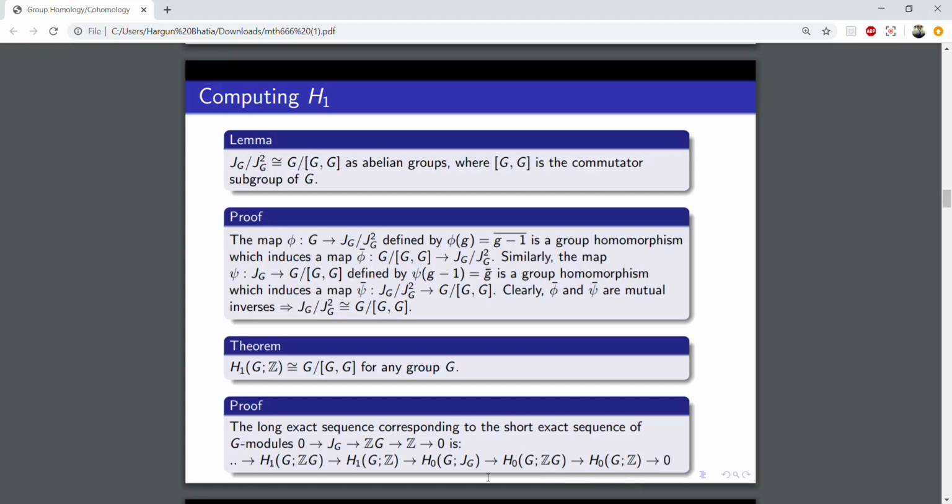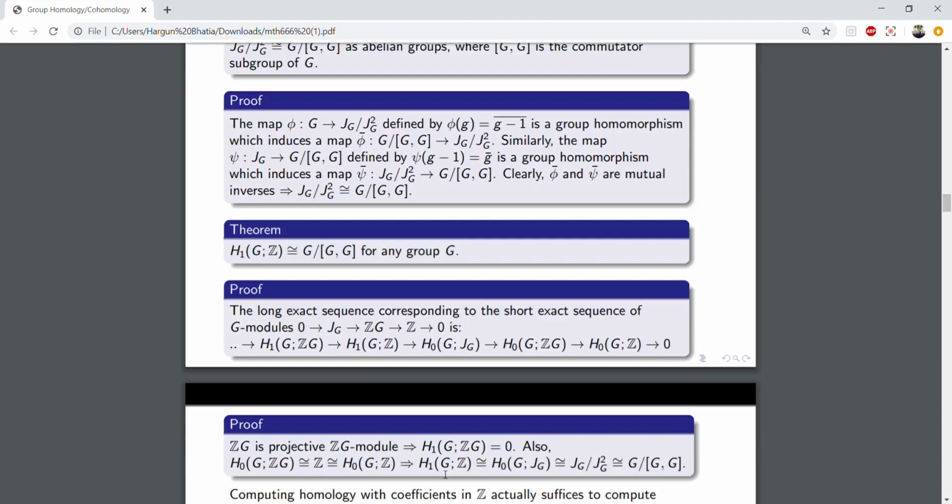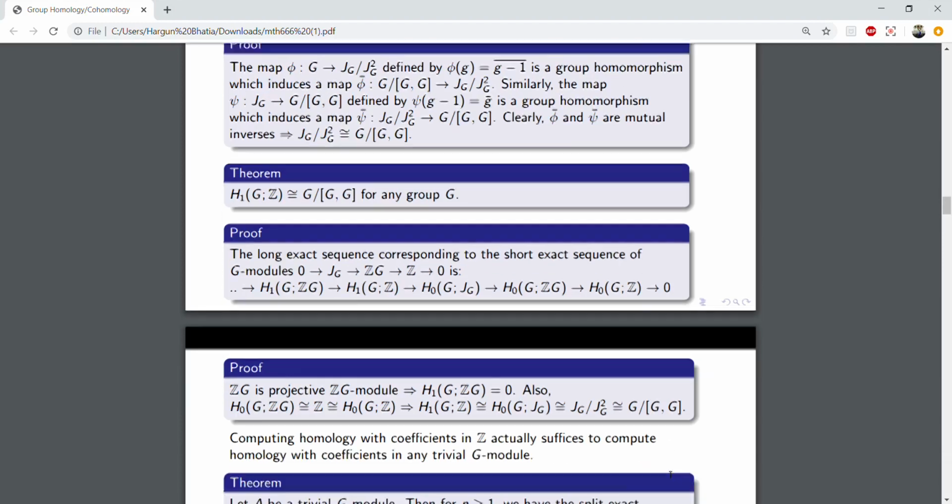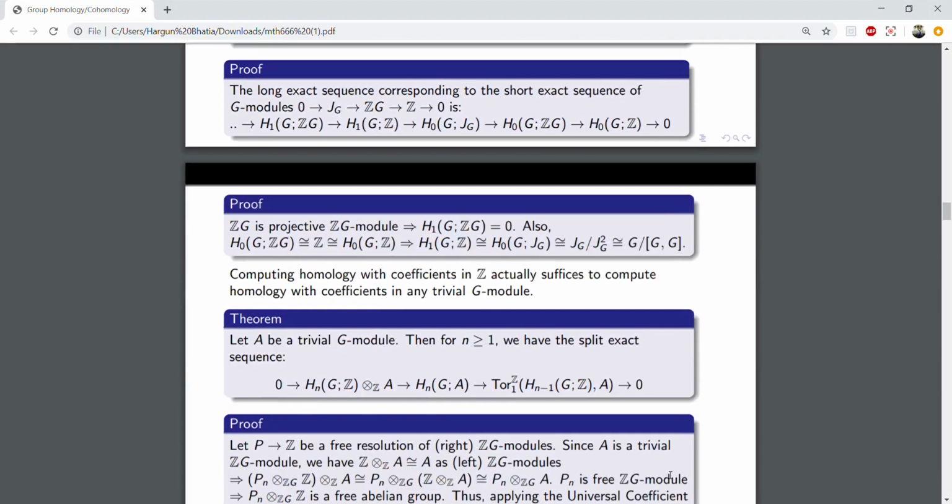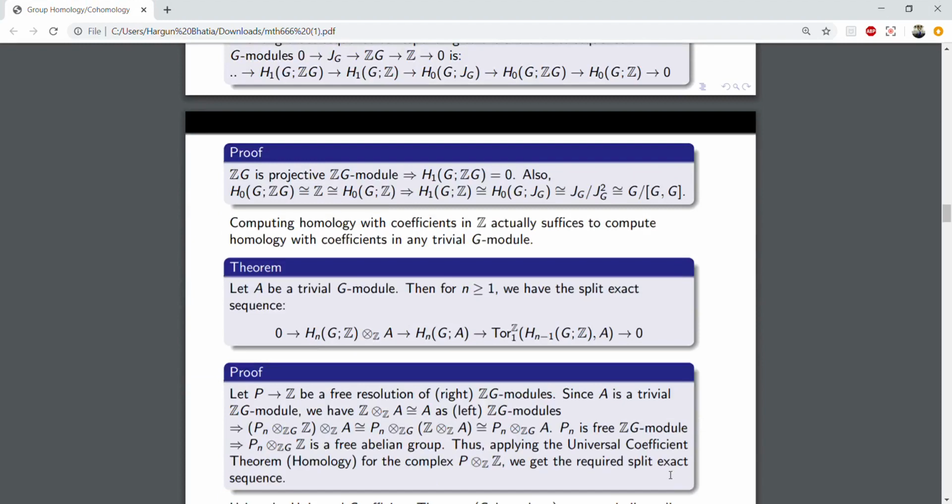So since this is 0, and this and this are isomorphic in a long exact sequence, this and this are also isomorphic. So H1 of G, Z is isomorphic to H0 of G with coefficients in JG, but this we already have seen is JG mod JG square, which we now see by the previous lemma is the abelianization of G. Okay, so that is fine. So this answers the question about the first homology with coefficients in Z.